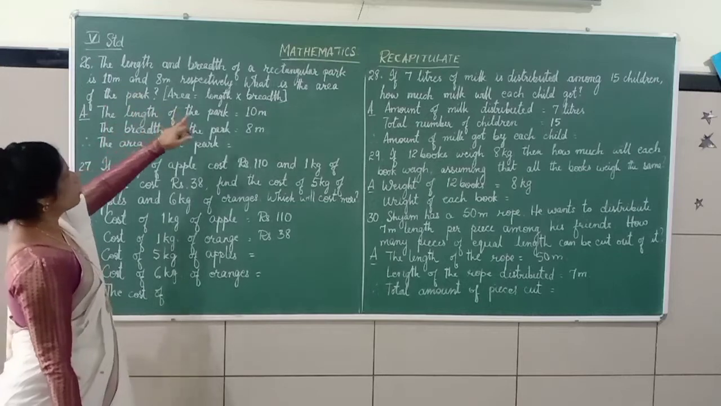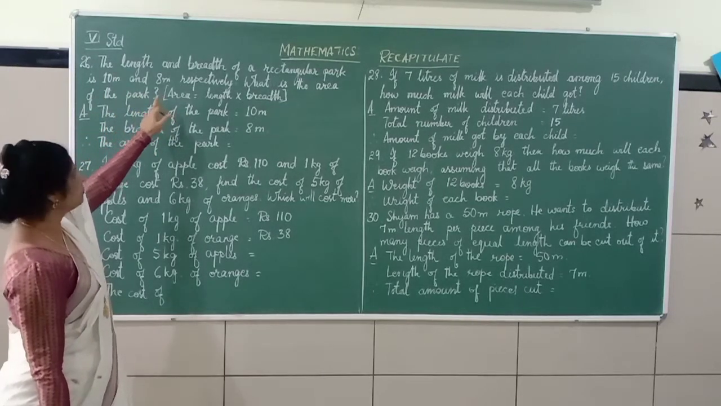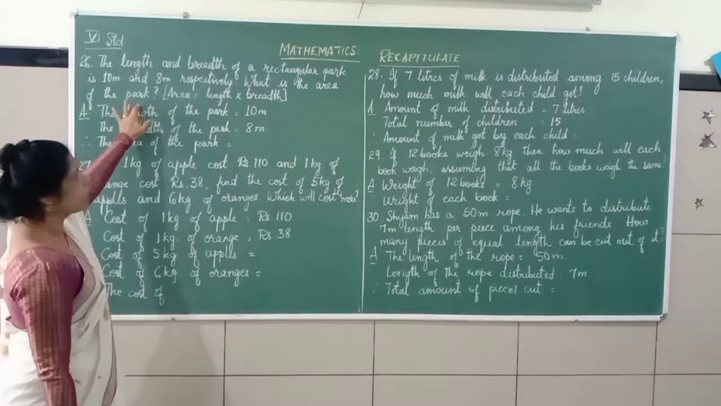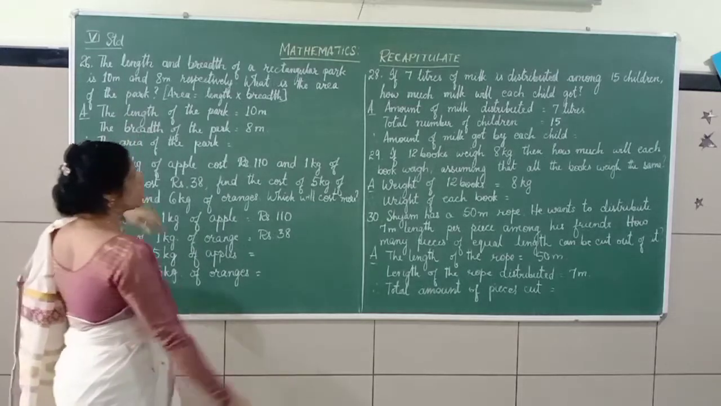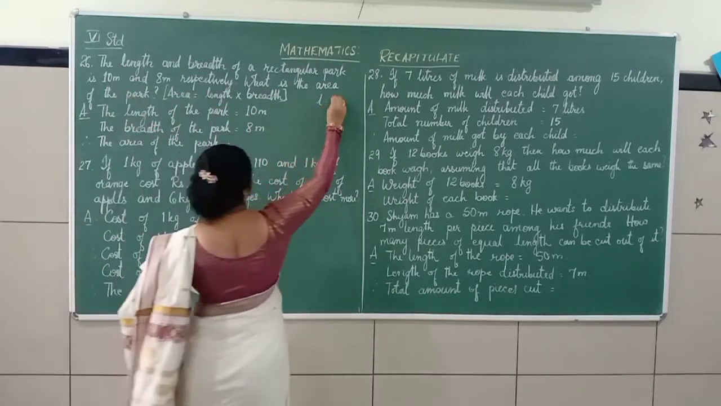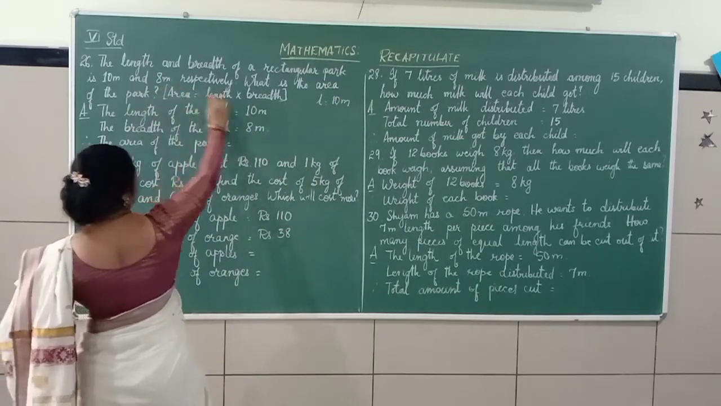The length and breadth of a rectangular park is 10 meter and 8 meter respectively. What is the area of the park? Means length is given as how much? Length is 10 meter and breadth is how much? 8 meter.